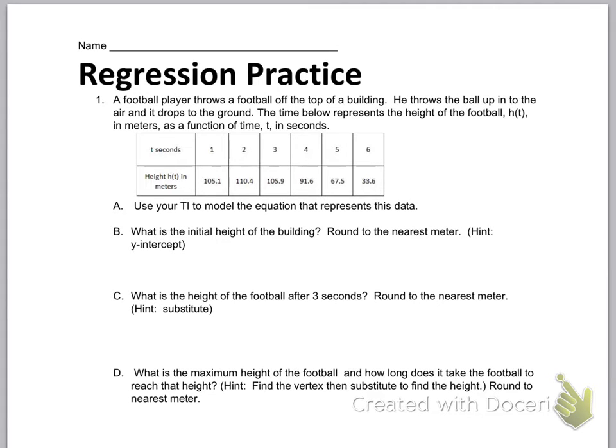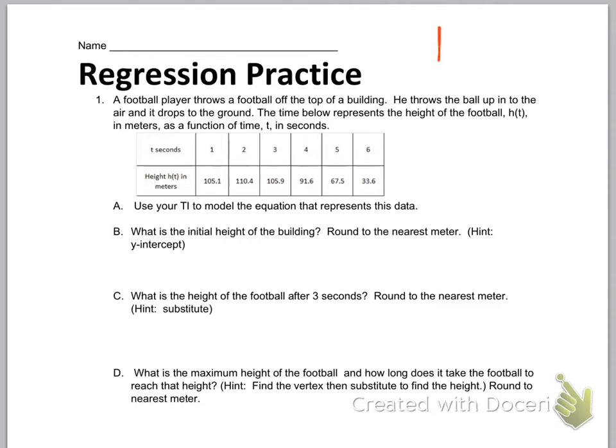Hello everyone, today we're going to learn about regressions and quadratics. First thing I want to show you is that on this problem here, a football player throws a football off the top of a building. That sounds like fun, doesn't it? Well, anytime you throw something, we call that a projectile. And projectiles are things that are flying through the air that are free falling. Those are always modeled by quadratic equations, by parabolas.